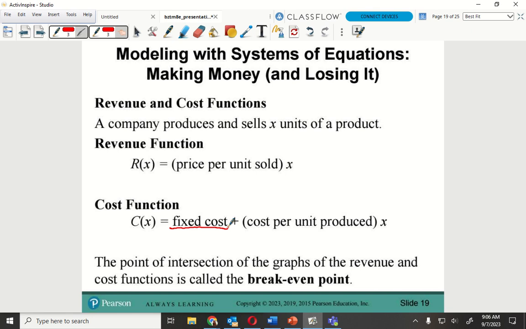The point of intersection of the graphs of the revenue and the cost function is called the break-even point. Now, DJ, if he sells 0 burgers, he's going to go out of business real quick because of this fixed cost. He still has to pay his rent, his employees, his power, his water, all that electricity. That's going to be fixed costs. He has to sell a lot of burgers to make revenue exceed your fixed cost and the cost for every burger you sell. Right, DJ? Yes, sir. Good.